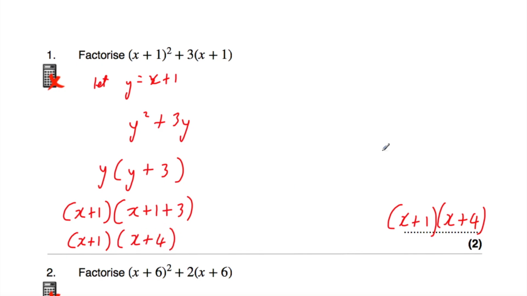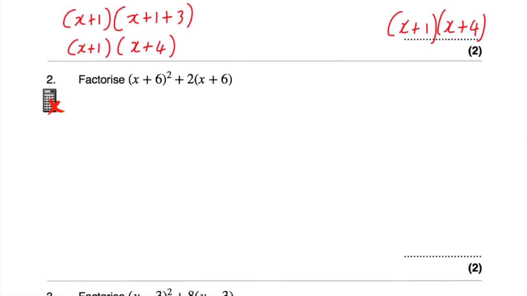And if you have a look here, that's what we had. That's our answer. So our answer is x plus 1 bracket x plus 4. So if you're given an expression with brackets in it and you want to factorize it and take the bracket out, it can be quite useful to let y be what's inside the bracket and then factorize what you've then got and then replace the y with what you let it equal in the first place. Okay, so let's have a look at question number 2.